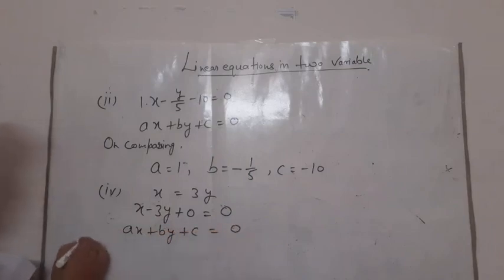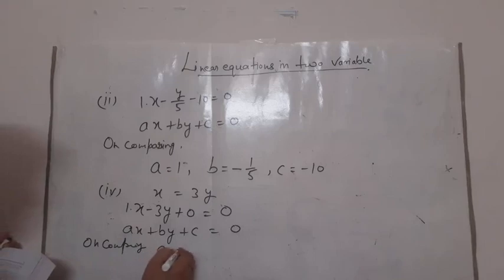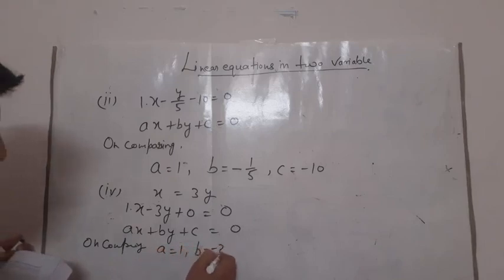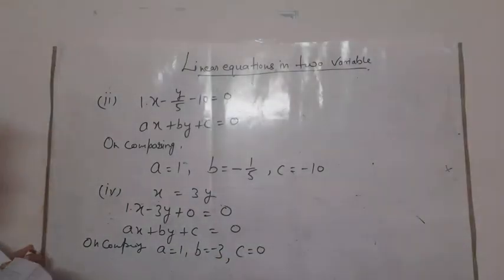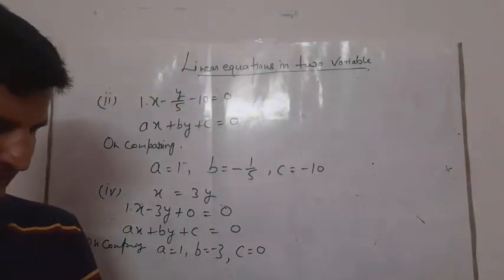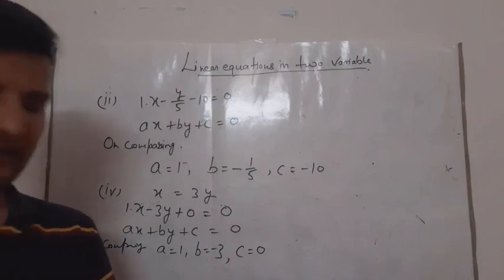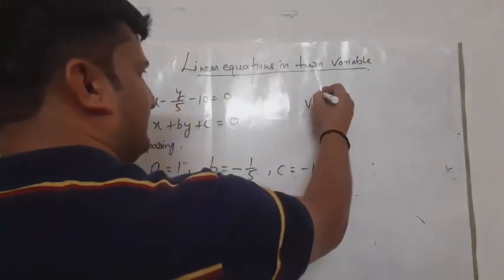On comparing, what will we get? What is in the place of a here? A is equal to 1, b is equal to minus 3, and on comparing with c, c is equal to 0. This is the answer of your fourth question. Fifth is the same as this. Sixth is also here. Seventh you can do it. Now the eighth question we are doing here.